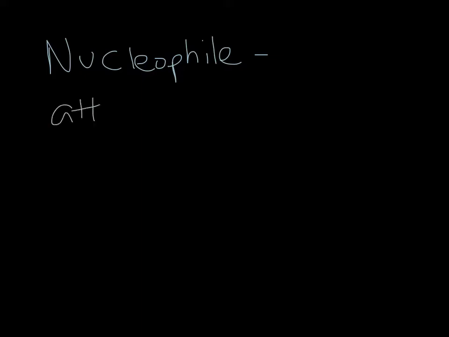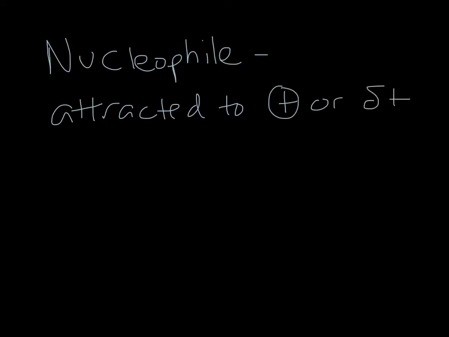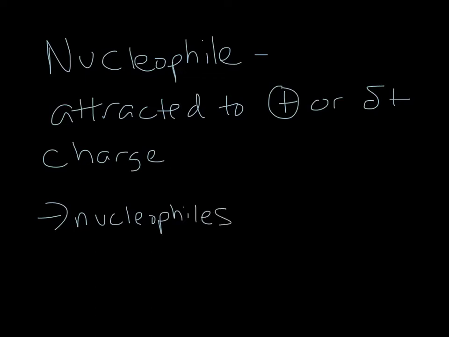In this video, we're going to talk about what makes a good nucleophile. So a nucleophile is a species that is attracted to a positive charge. In the nucleus are the protons and the neutrons. The protons have a positive charge, so a nucleophile likes the nucleus. So we can say that a nucleophile is attracted to a positive, or in some cases a partial positive, charge. As a result, nucleophiles are often negatively charged or neutral.